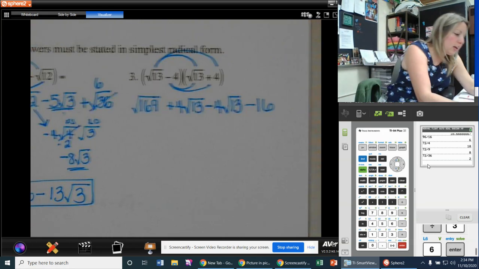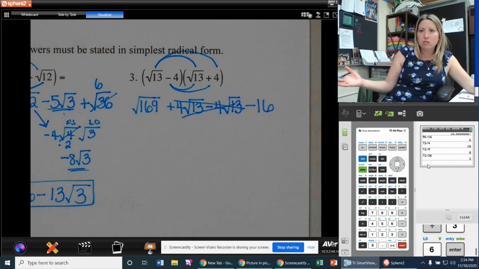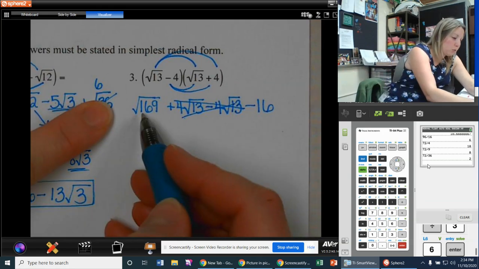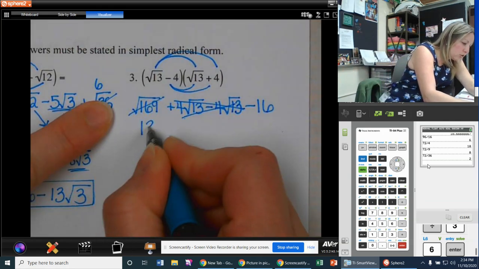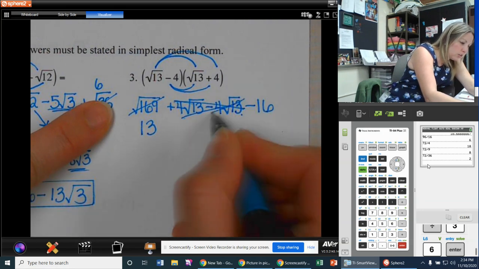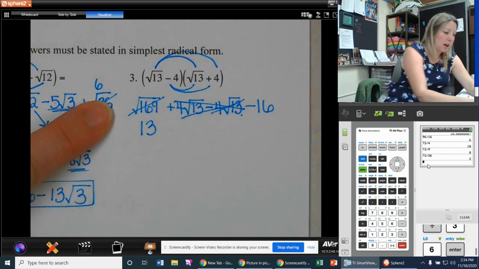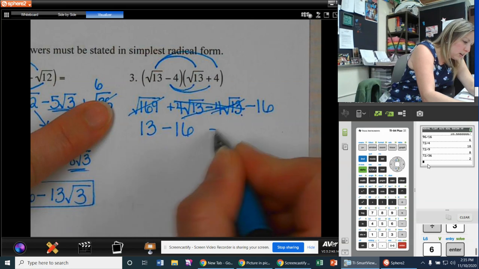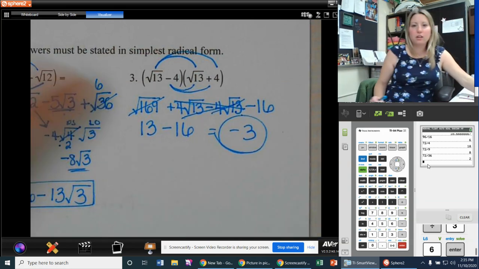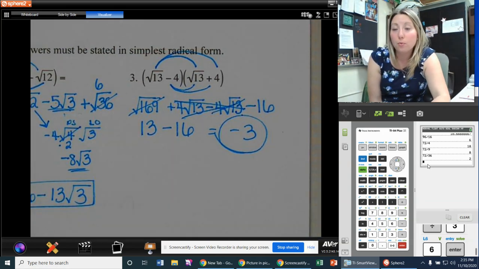So am I going to have a radical at all? Because we said this is a perfect square. The square root of 169 is 13. These have canceled out to 0. This is negative 16 left. 13 minus 16 is negative 3. My answer is negative 3. There's no radical left. What happened to the radicals? They canceled out.